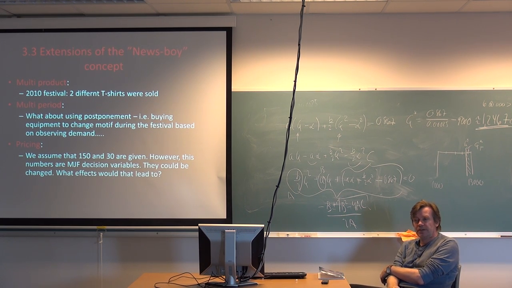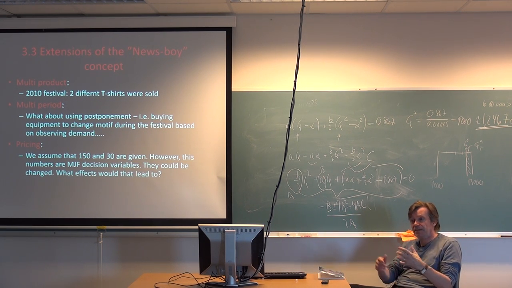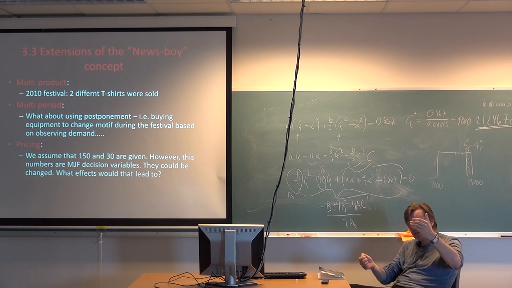We can also have an extension into more than one product, because as you probably know, the Molde International Jazz Festival has started producing more than a single t-shirt. So last year I think they had 2 or maybe 3, or so. You can of course have more than one product. But if you think about the demand side, you would perhaps expect that these demands are connected. So if you sell 2 t-shirts, and you sell more of one, you sell less of the other. At least to some extent.